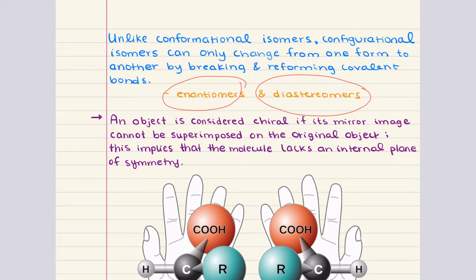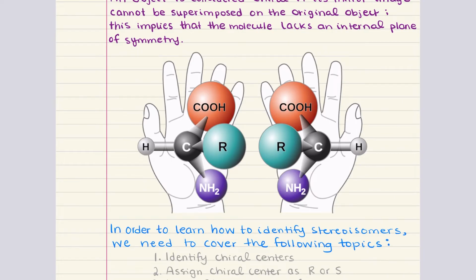But to understand configurational isomers, we first need to talk about chirality. An object is considered chiral if its mirror image cannot be superimposed on the original object. A simple way to think about this is to consider your hands. They are mirror images of each other, but no matter how you rotate them, you cannot superimpose one hand onto the other. If you place your right hand on top of your left hand, this is the easiest way to see an example of this. And molecules work in the same way. For a molecule to be chiral, it must lack an internal plane of symmetry.